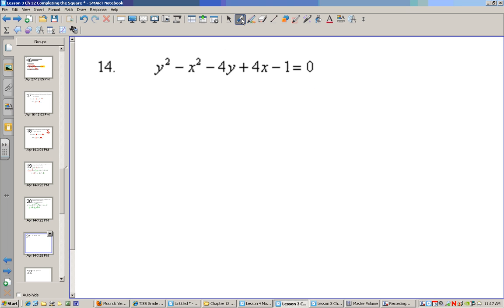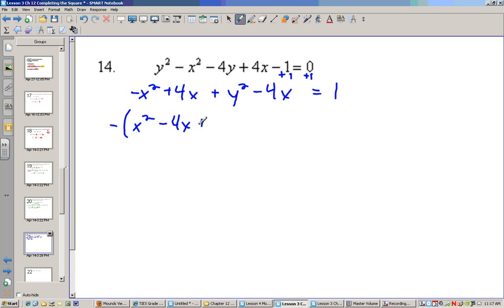Now we have to do the whole problem. So the first thing I'll do is put my x's together. Negative x squared plus 4x plus my y's together. And then I'll put this on the other side, equals 1. Now you have to think, what do I need to add to this to make it a perfect square? Or first I have to factor out a negative. So if I factor out a negative, this would be x squared minus 4x. Now this one you don't have to factor out a negative, which makes it easier.